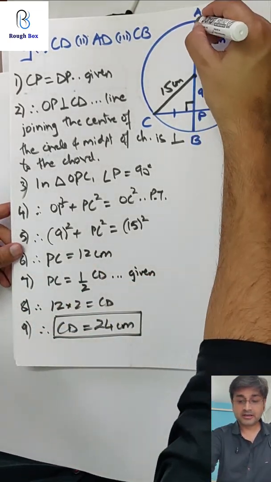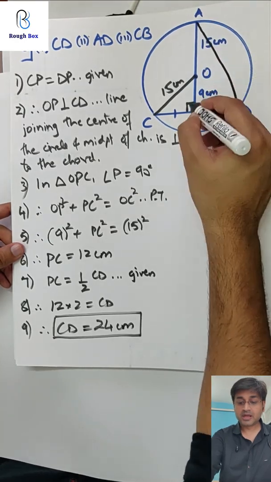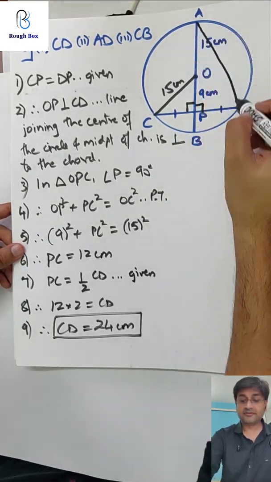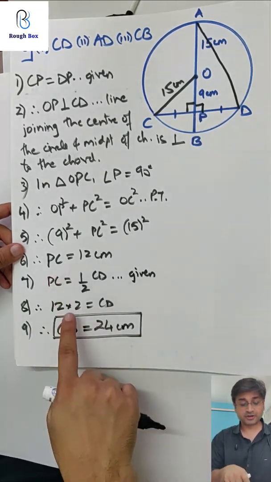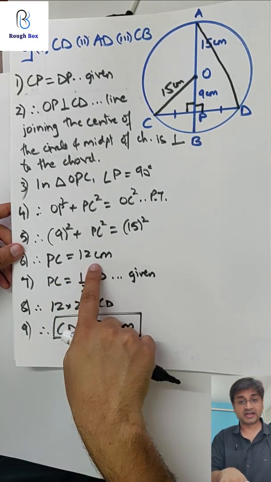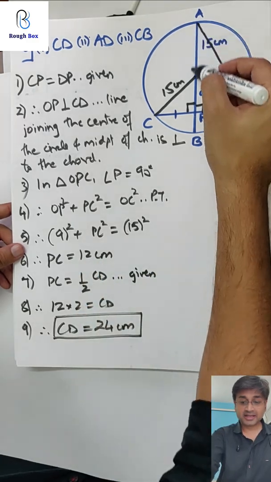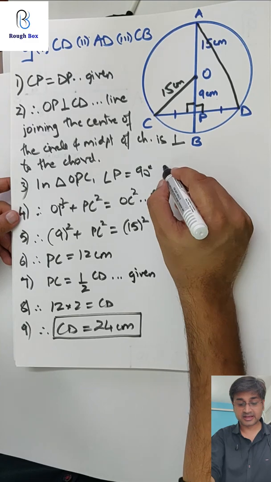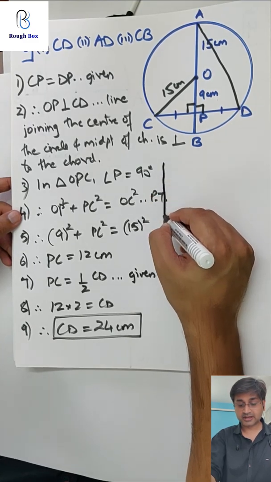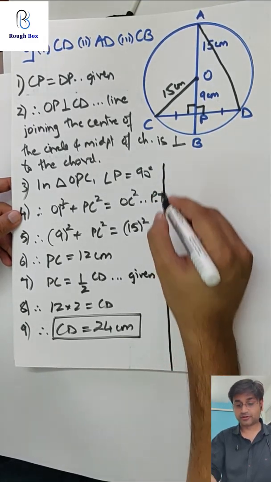For AD, let me join this one. This is 90 here. If I need AD, I need AP and PD. Do I have PD? Yes, because PD is also equal to PC, that is 12. And this AP is 15 plus 9. So come on, go about it and get me the second part as well. Let's try step number 10 onwards.